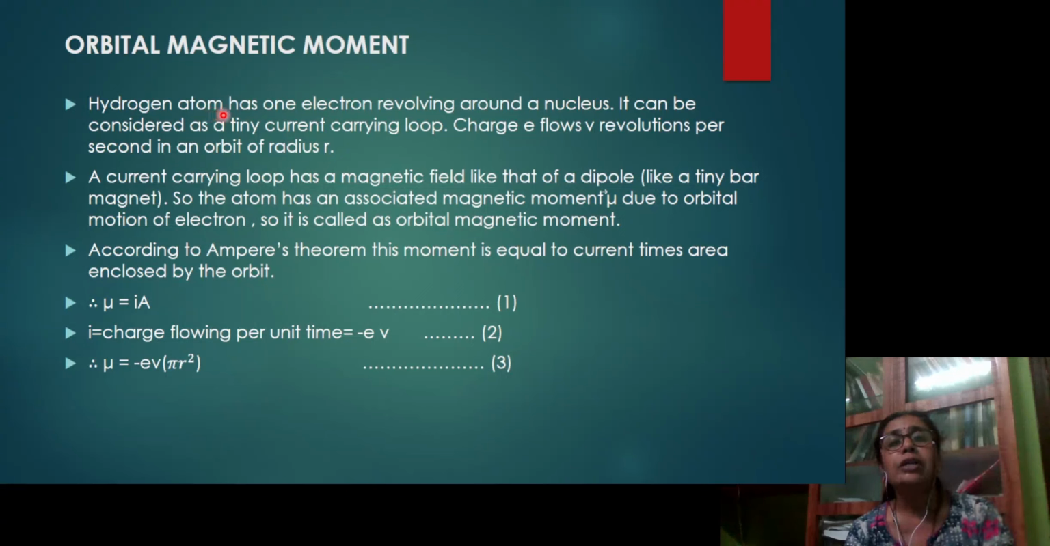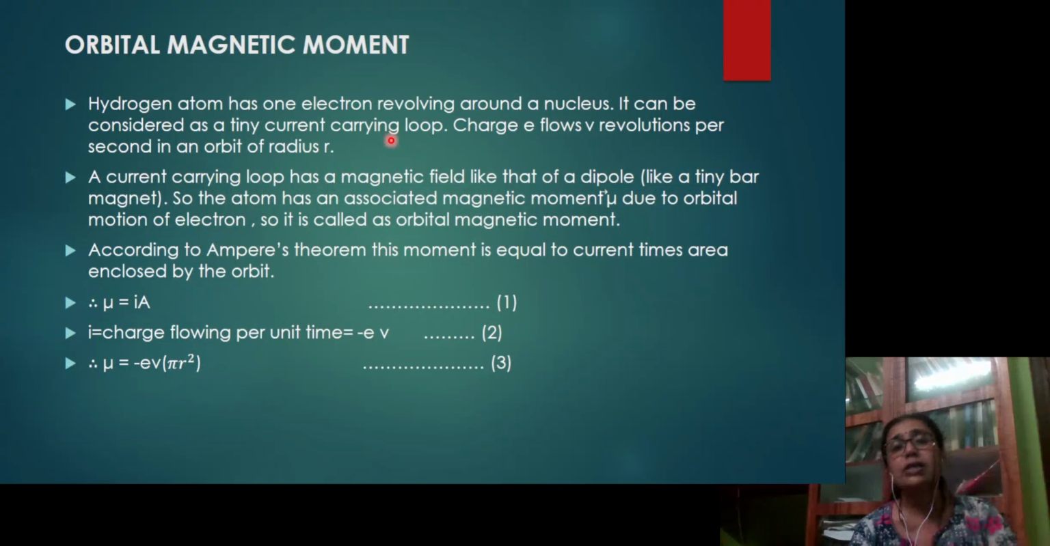Now the hydrogen atom has one electron revolving around the nucleus. It can be considered as a tiny current carrying loop, because a charge moving in an orbit is like a current carrying loop. Charge e flows nu revolutions per second in an orbit of radius r. Please remember that we are calling it a current carrying loop.